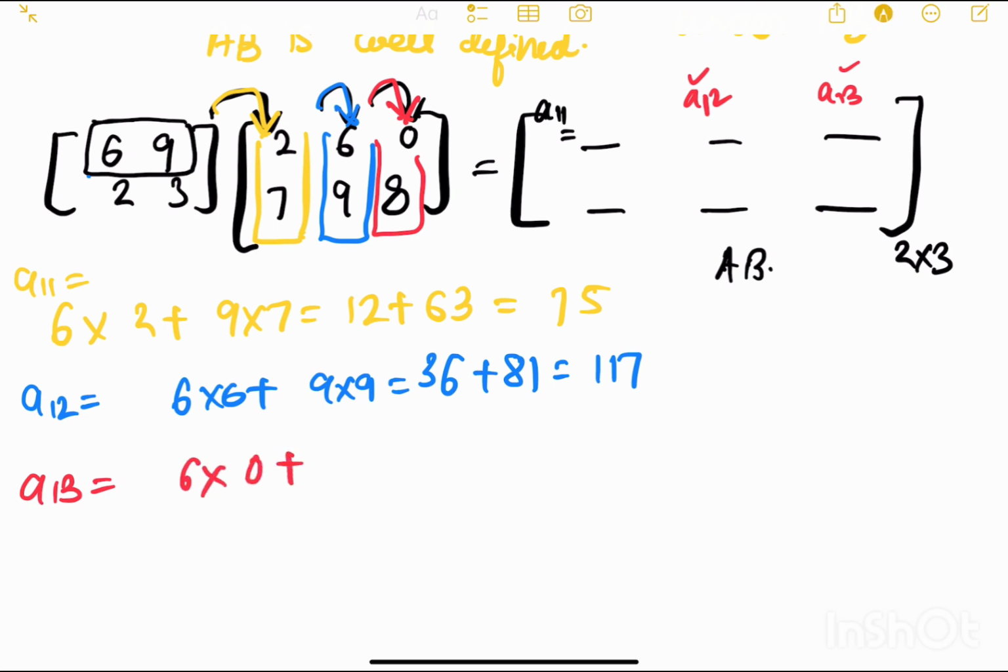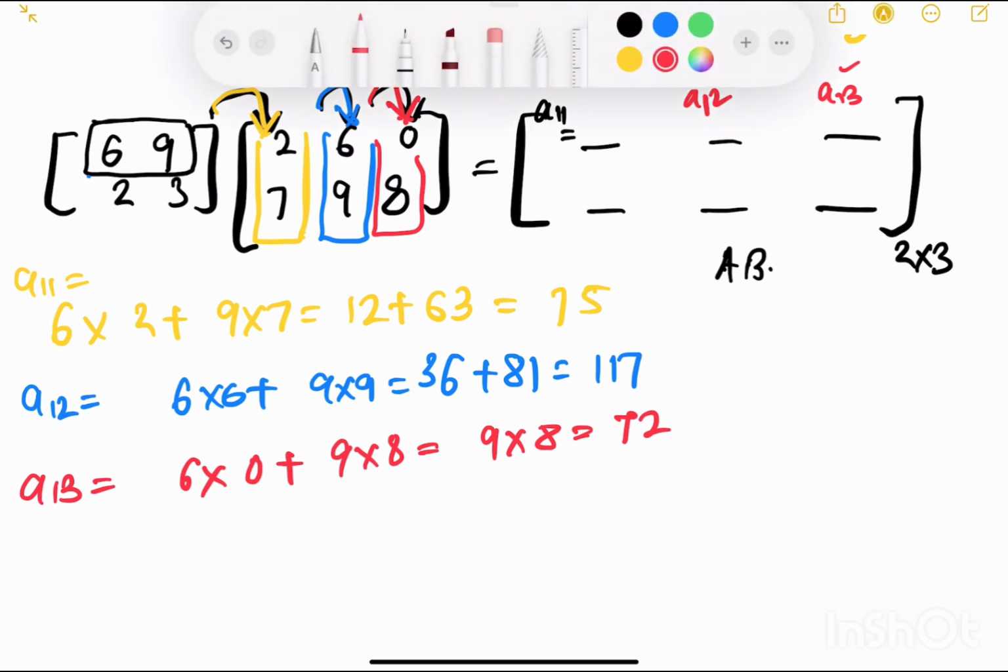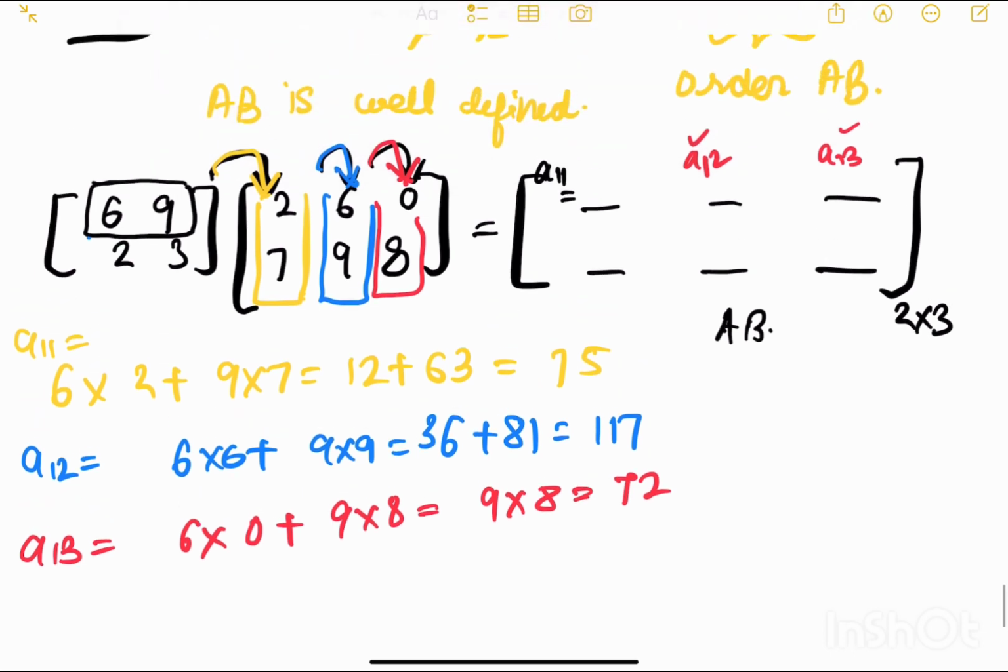So now this will be the first row multiplied by the third column, 6 into 0 plus 9 into 8, and this is nothing but 72. So I will first fill in my first row in the product. This is 75, this is 117, this is 72. Now we are done with the first row of my matrix.